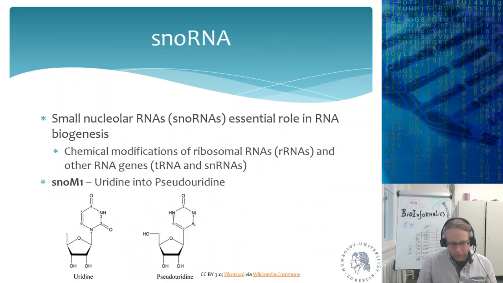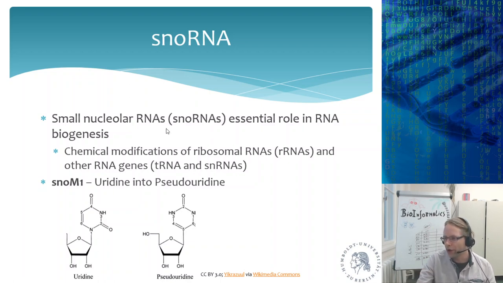All right, so besides these small nuclear RNAs, we also have small nucleolar RNAs, which are a different type of RNA that play an essential role in RNA biogenesis. These are not there to do splicing, but to do chemical modifications of, for example, the ribosomal RNAs and other RNAs like the tRNAs and the snRNAs. Because RNA itself also has a chemical function, sometimes the bases, like the uridine which you see here, need to be adjusted to perform a certain biochemical function.